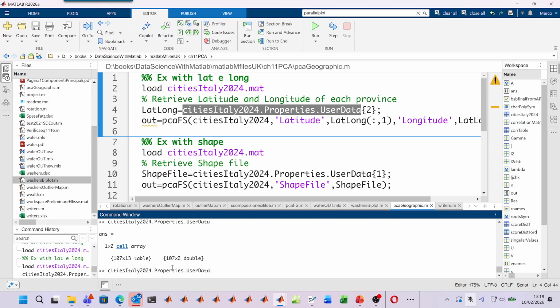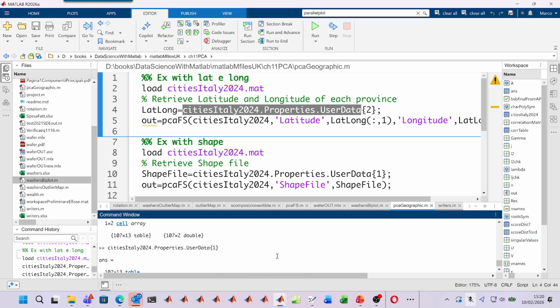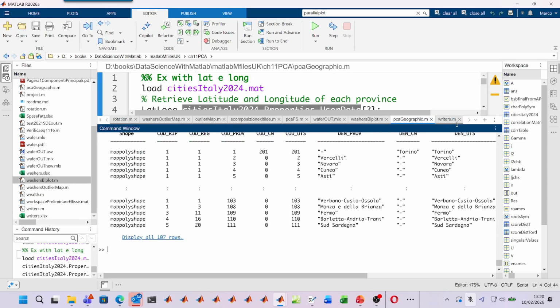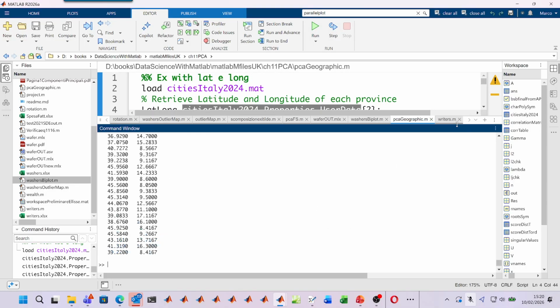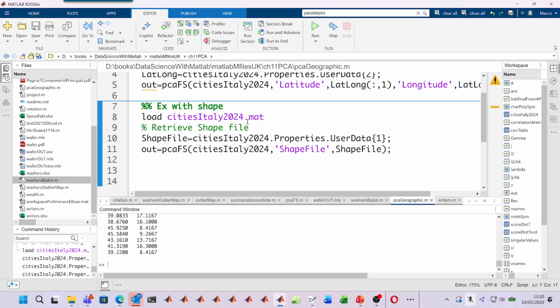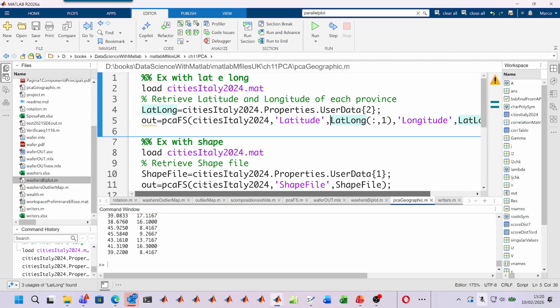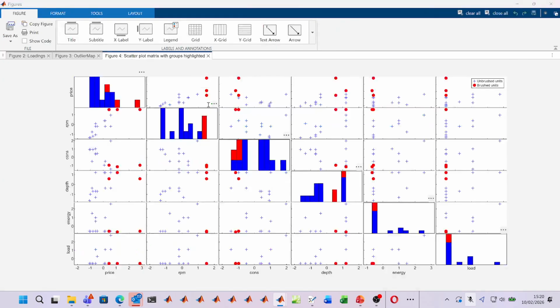In the user data 1, we put the information about the shape file, the coordinates, the shape of each province. And then in the second, we put just the latitude and longitude. Therefore, now, okay, you supply latitude and longitude. So you apply PCAFS, but now with latitude and longitude. Okay, these 3 lines.